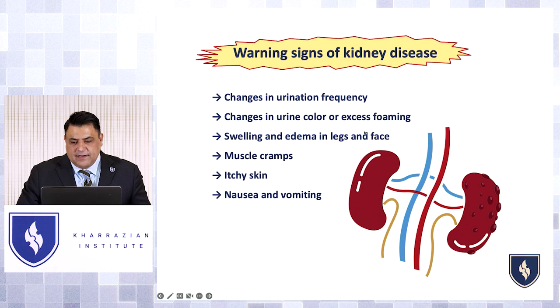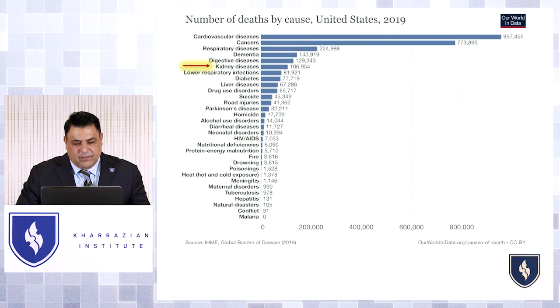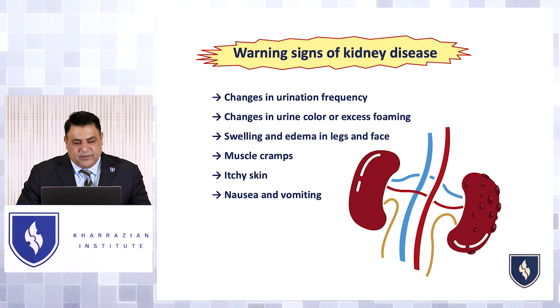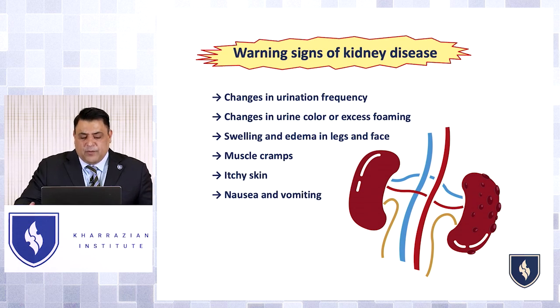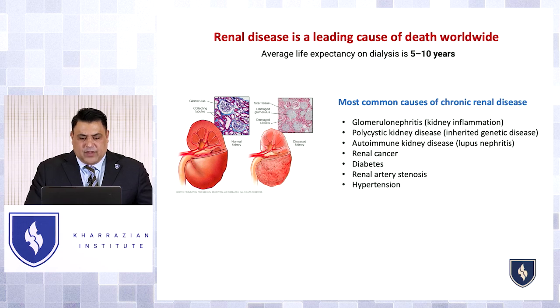Then you have kidney disease. And kidney disease, again, if you look at it, it's up there, most common cause of death. And obviously the warning signs of kidney disease are change in urine frequency, change in urine color, excess foaming. Excess foaming means there's lots of protein in the urine. So if you have lots of foaming in urine, that's proteins. Swelling and edema in the legs and face, muscle cramps, itchy skin, nausea and vomiting. And the most common causes of renal disease are basically glomerulonephritis, polycystic kidney disease, autoimmune kidney disease, renal cancer, diabetes, renal stenosis. And once someone ends up on dialysis, they basically have a 5 to 10 year period of life.